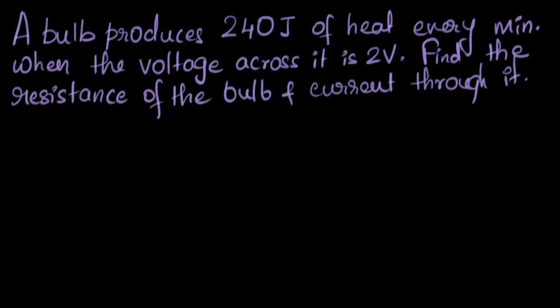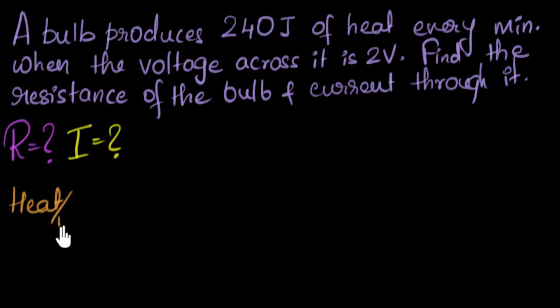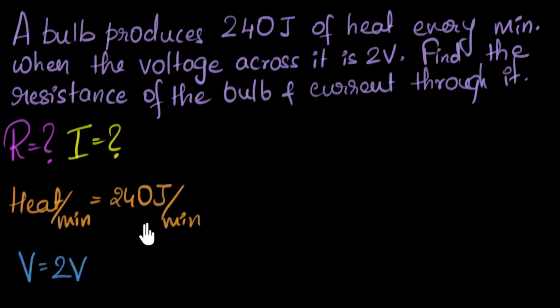So let's again go ahead and write down what's asked and what's given to us. What's asked is we need to calculate the resistance, R, and we need to calculate the current, I. And what we are given is heat produced every minute. Heat per minute is given as 240 joules per minute. And we're also given the voltage across it is 2 volts. The concept is similar, so let me write down the same thing that we wrote earlier.